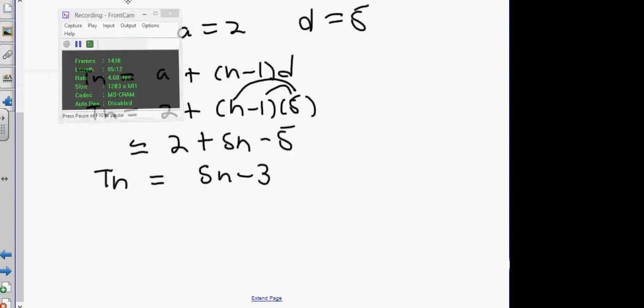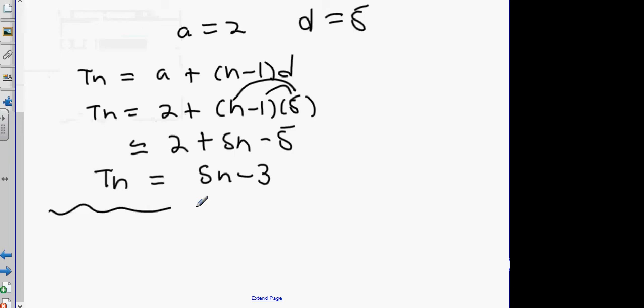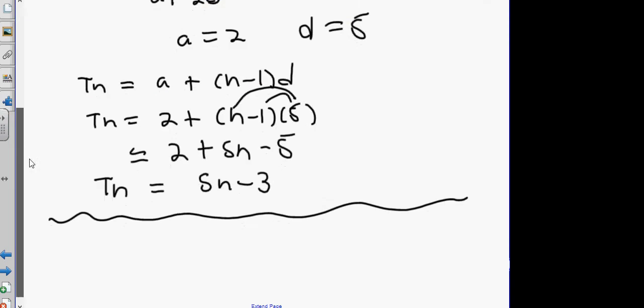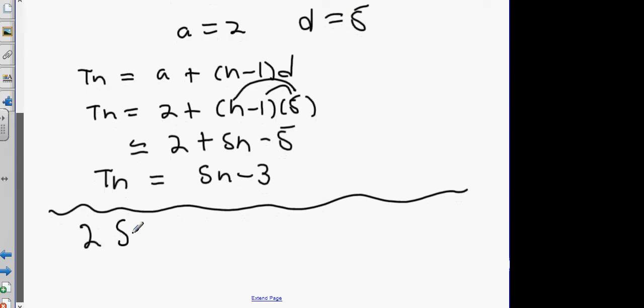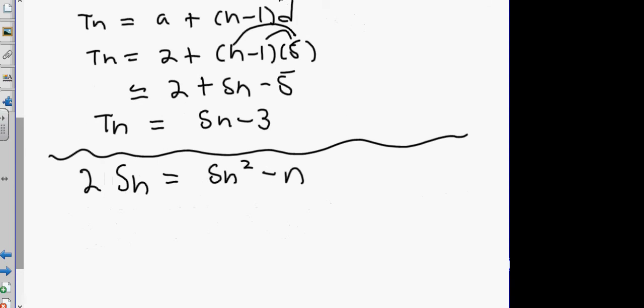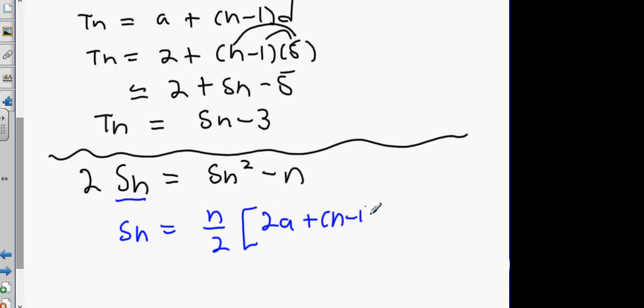What we're asked to get next is figure out what Sn is. Can somebody call out what's the next part? It's part B, 2 Sn. Sn equals 5n squared minus n. Okay guys. Now, what we do here is, we see Sn here, which means we're going to use the Sn formula. So it's going to be n over 2 into 2a plus n minus 1 times d.